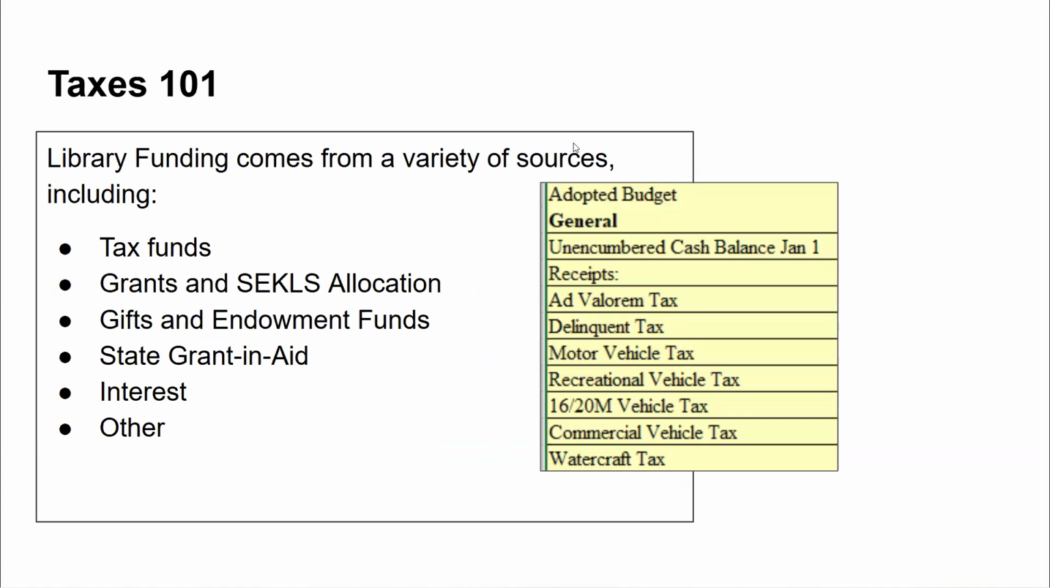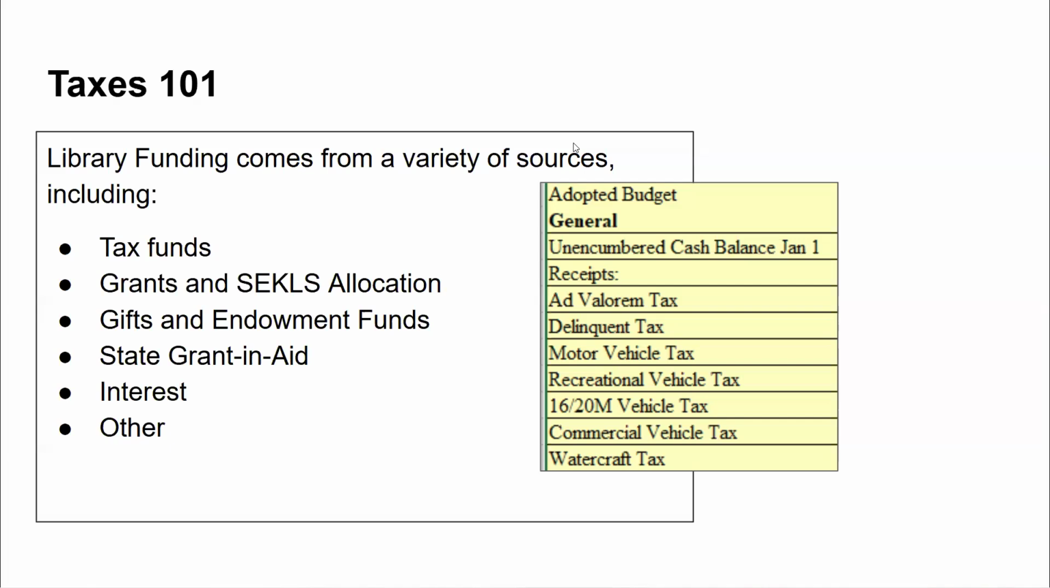For most libraries, the budget's funded from many sources, but funding from the taxing authority, your city, your township, or if you're a district library, your district, makes up the largest part of that budget. Ideally, the library's budget starts with expenses. What projects, services, and staff do you need to run the library for next year, and how much is that going to cost? Then we'll look at the non-tax funds.